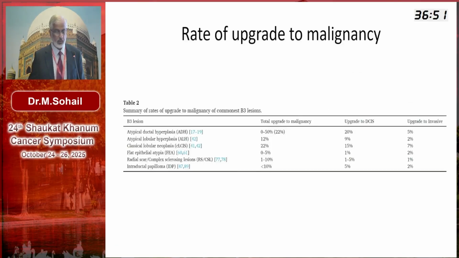And in the current European guidelines, they look at it individually, by individual types. And obviously, as you would expect, these different lesions have different positive predictive values. For example, AIDEP has the highest positive predictive value, meaning that a significant number of them get upgraded. The highest upgrade occurs if there is atypia, which is about 20%, in contrast to flat epithelial atypia and radial scar, which is about 1 to 5%.